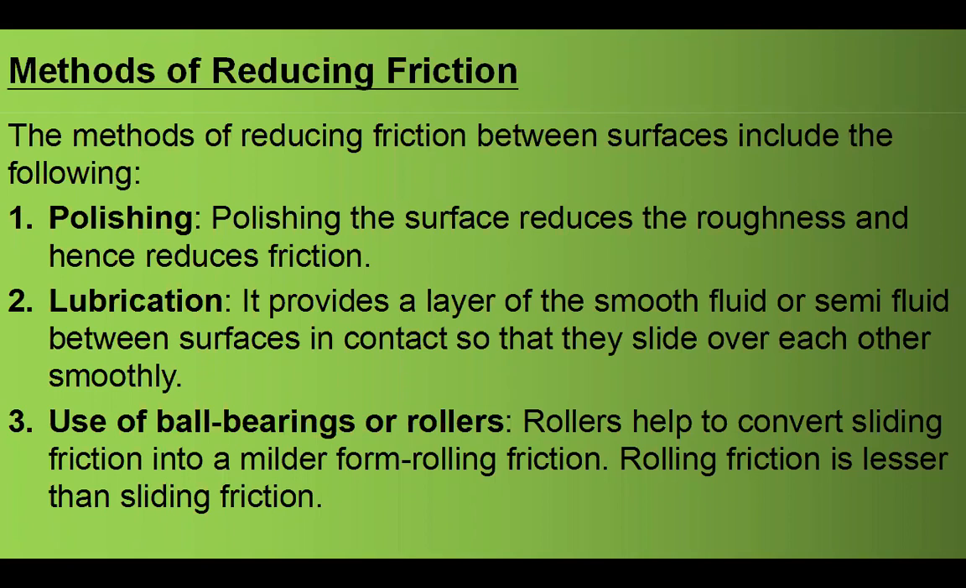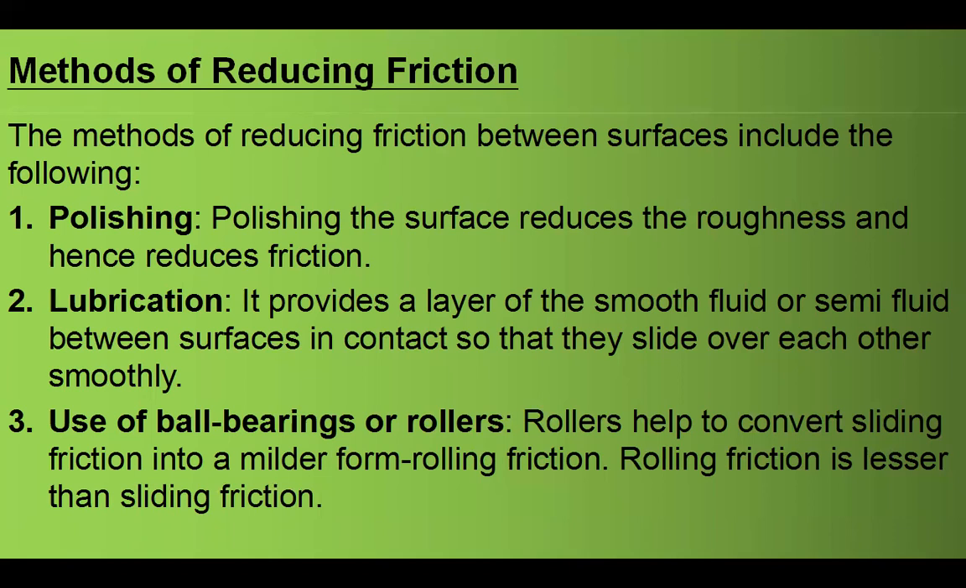The first one is polishing. Polishing is like applying a kind of paint to the surface of the material. Polishing the surface reduces the roughness and hence reduces the friction. When the surface of the material is smooth, the friction force is lower compared with a surface that is rough, where the friction force will be higher.